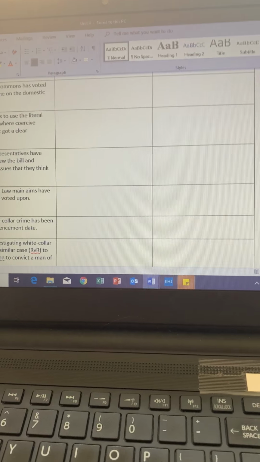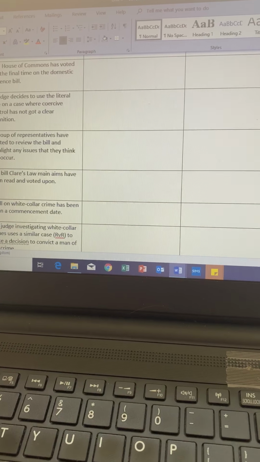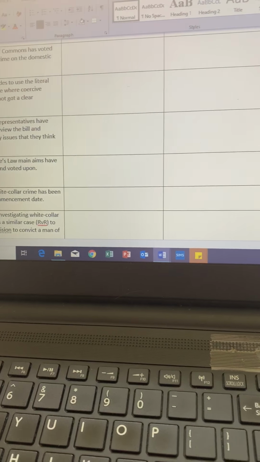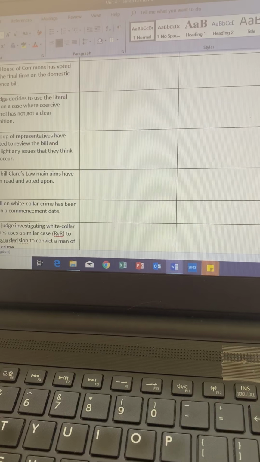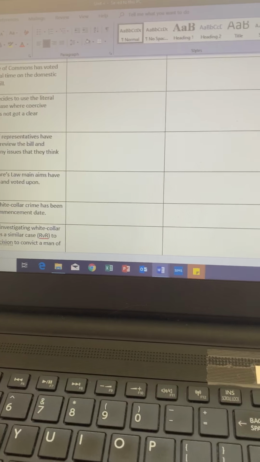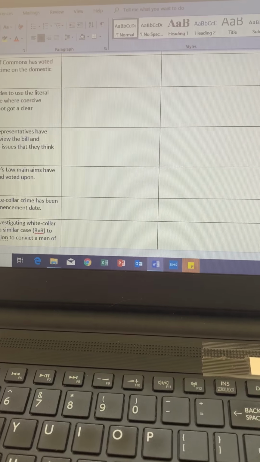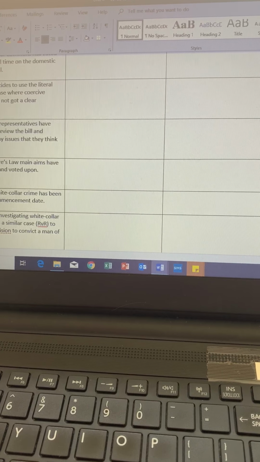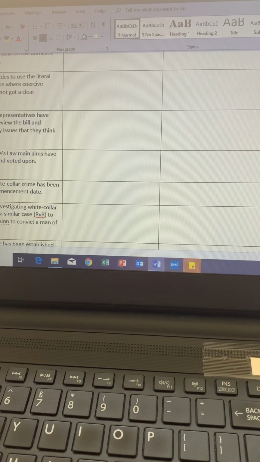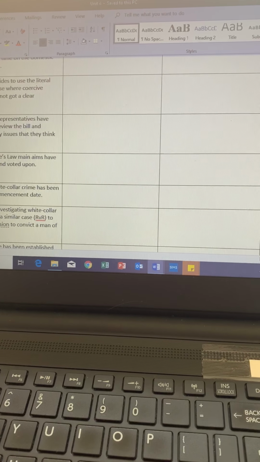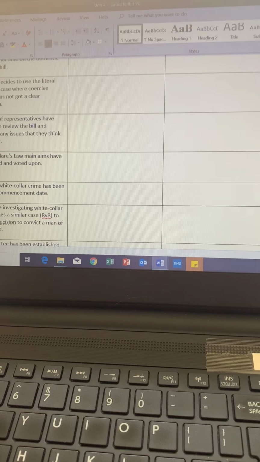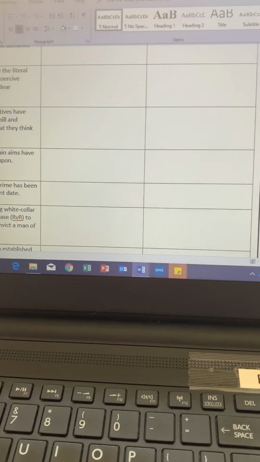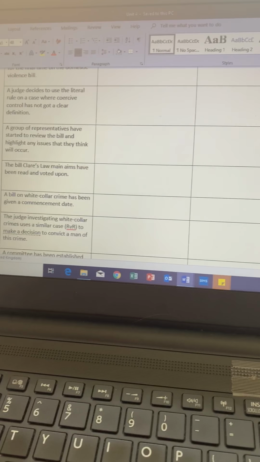Next one down: a group of representatives review the bill and highlight issues. So that's parliamentary lawmaking, the committee stage, because a group has been started to review and scrutinise it. Next one, the bill, Claire's Law, has been read and voted upon. Again, that's parliamentary lawmaking, and that's just the first reading, when they literally just read it out and decide whether it's going to proceed into any of the further stages or not.